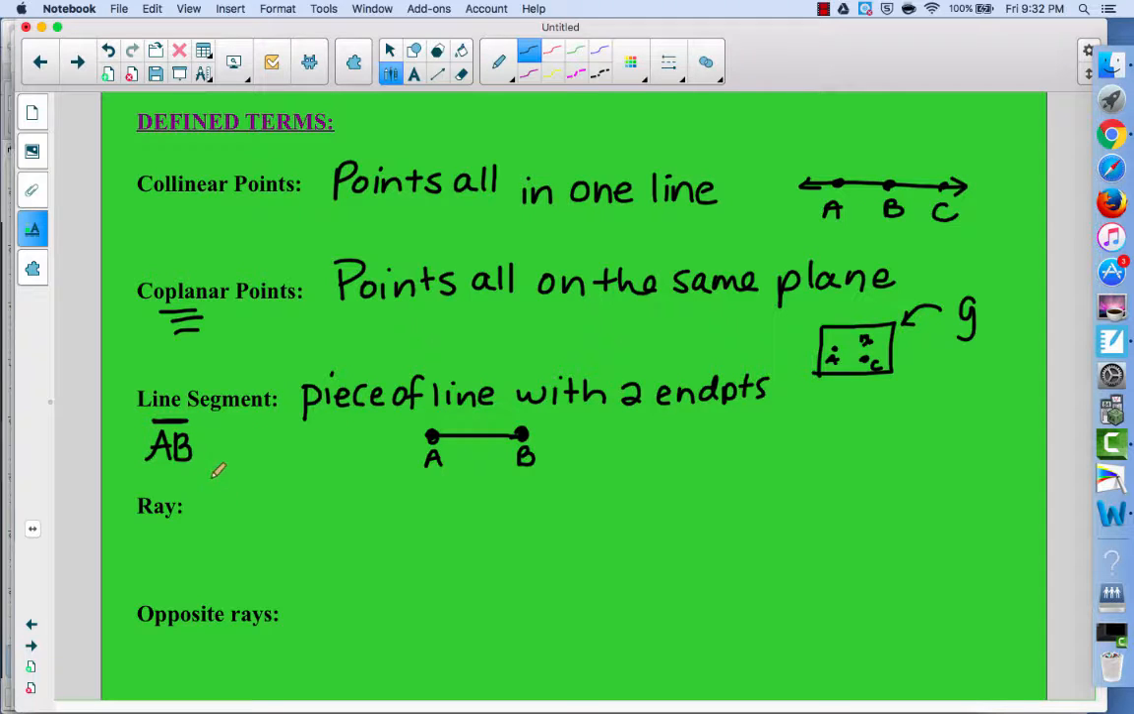Okay, a ray is another piece of a line. It's a piece of a line, but it starts at one endpoint and it goes infinitely in one direction.